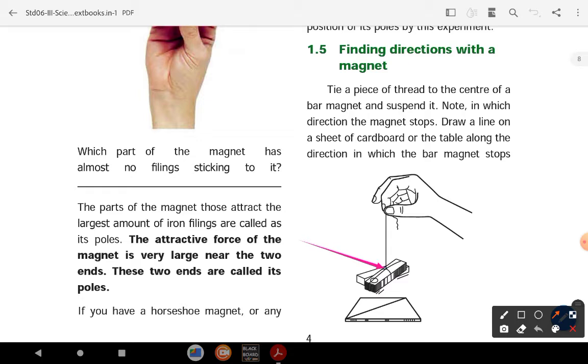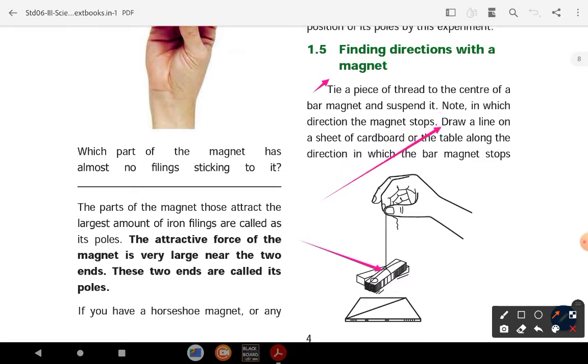Now I will read it out and I'll explain it to you. Okay, finding directions with the magnet. Tie a piece of thread to the center of a bar magnet and suspend it. You know what is suspending? Okay, note in which direction the magnet stops. After moving, the magnet will stop. Note the direction.